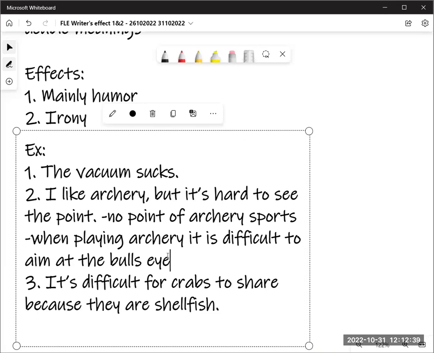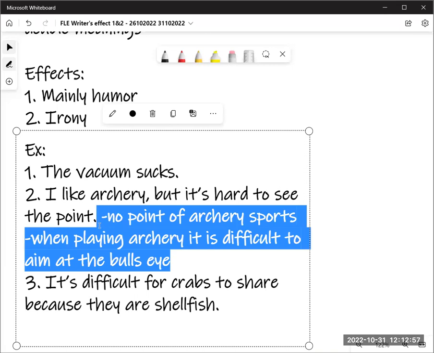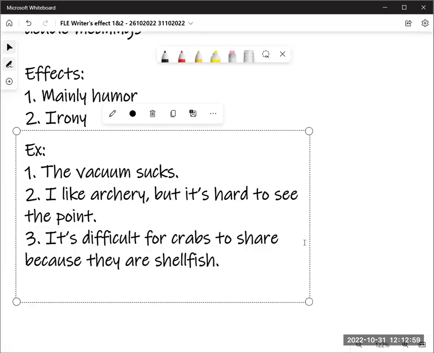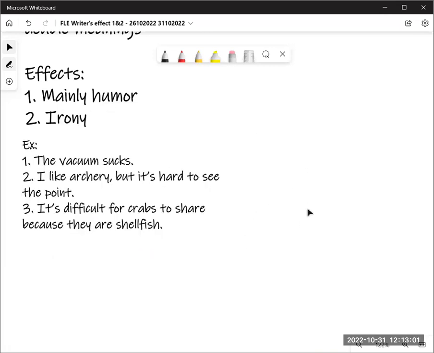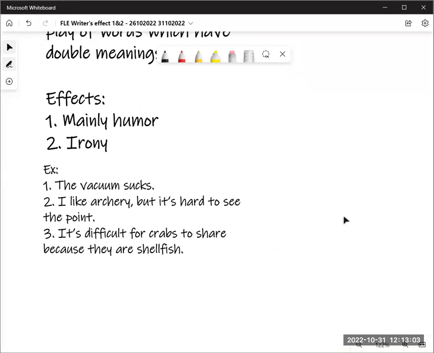So it has two meanings again. It is difficult to see the point. It's like he's saying, I like archery, but it's very difficult to see the point which I'm shooting at, right? So therefore, it basically means it is difficult for him. And it's funny because it can mean two things, right? Now, for the last one, shellfish, selfish, they sound similar. Any questions?